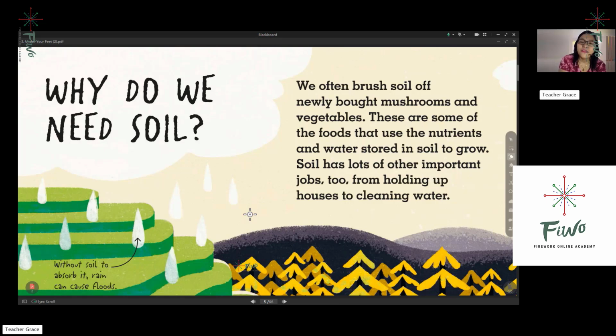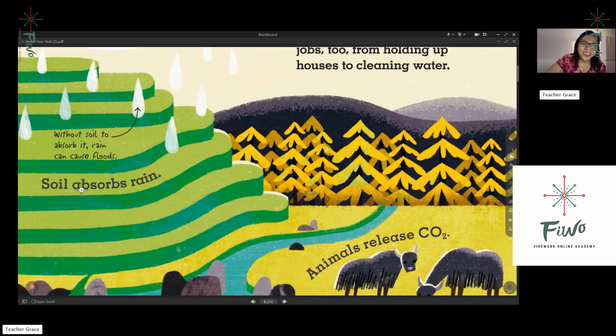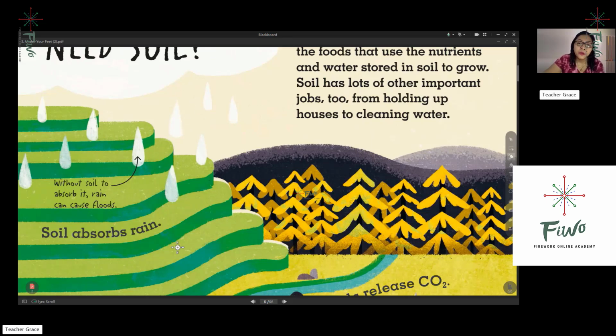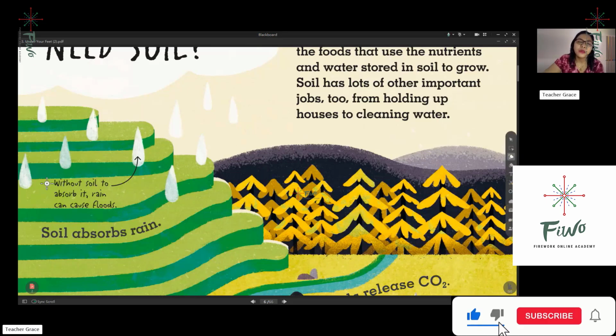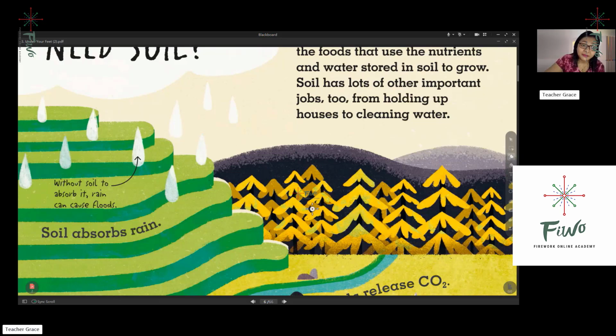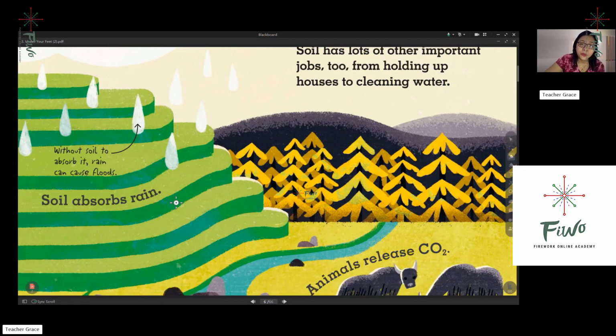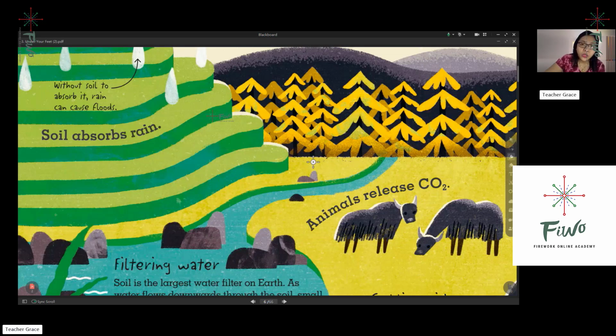So one of them is from holding up houses to cleaning water. Do you believe in that? Do you think our soil can help to clean water? Yeah. Okay, so let's find out. Look at this. Without soil to absorb it, rain can cause floods, right? If there's no soil, the raindrops or the rain will wash out everything that is in the ground, right? Yeah. So here, soil absorbs rain. They are the ones who help absorb the water from the rain so that it won't cause floods.